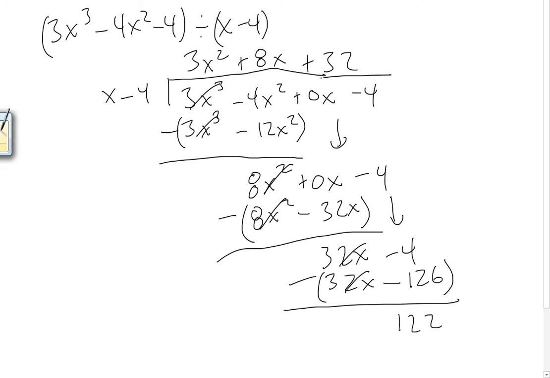And that's my remainder, so my answer is 3x squared plus 8x plus 32, that's what I got up top, but then don't forget you have to put an operation, and since it's positive, I'll just use plus 122 over x minus 4. The only time I would use a subtraction here is if it was negative, and again, you don't even have to. You could just put the plus and put the negative up top.